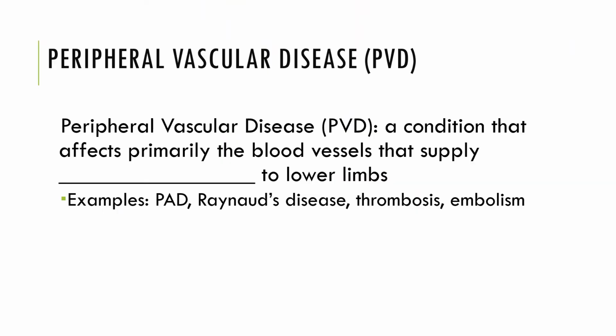All right, today we're going to be talking about peripheral vascular disease, or your PVD. This is finishing up chapter 25 in TIMBY. Peripheral vascular disease is a condition that affects primarily the blood vessels that supply oxygen to your lower limbs. Common examples would be PAD, Raynaud's disease, thrombosis, or an embolism.